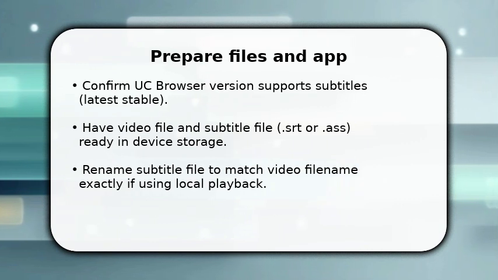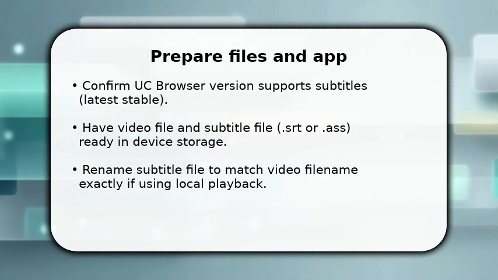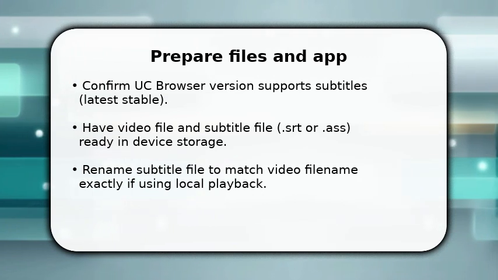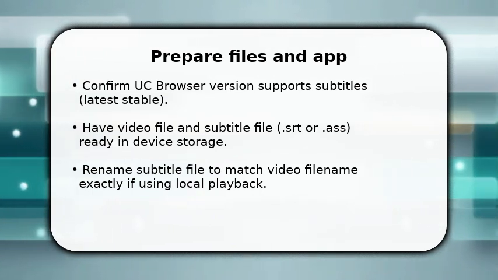Place the video and the SRT or AS file in the same folder on your phone and name them identically except for the extension. Once done, this matching ensures the player auto-detects captions. If auto-detection fails, you'll load the subtitle manually in the next step.